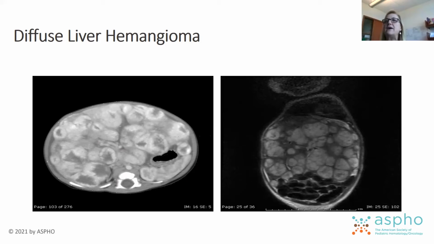But what this wound up being, and is, whenever you see something like this, is a diffuse liver hemangioma. So an infantile hemangioma. So as you can see, there's enhancement around these lesions, and then there's central darkening. And this is very typical for an infantile hemangioma that is diffuse in the liver.